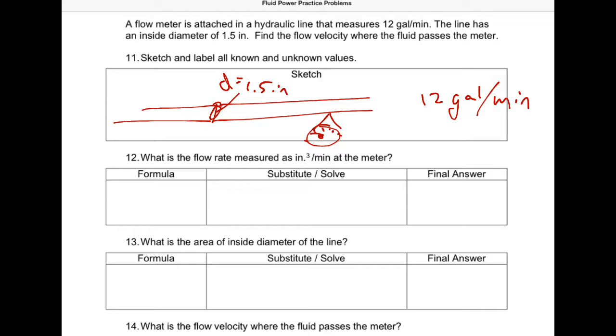Volume divided by time, that's flow rate. And if you had the distance that the fluid travels, that's flow velocity. Okay, so what is the flow rate? Well, measured in inches cubed per minute. So we have that conversion: 1 gallon per minute is equal to 231 inches cubed per minute. So all I have to do is multiply 231 by 12.